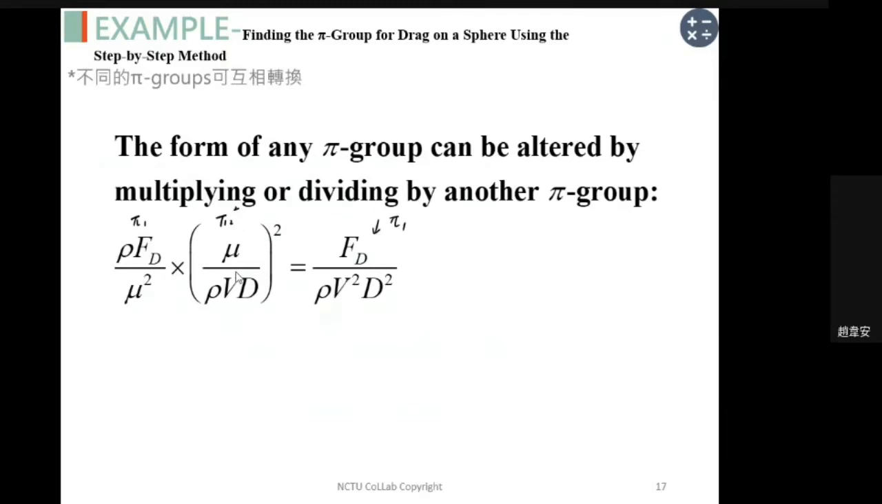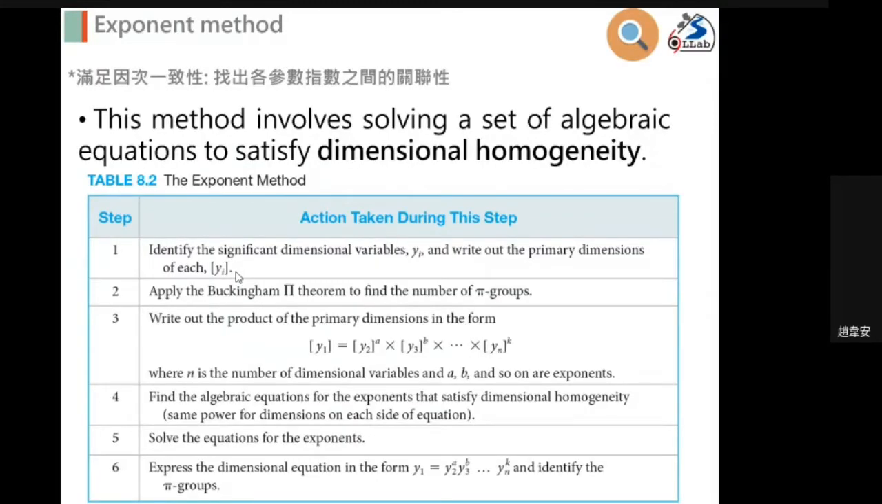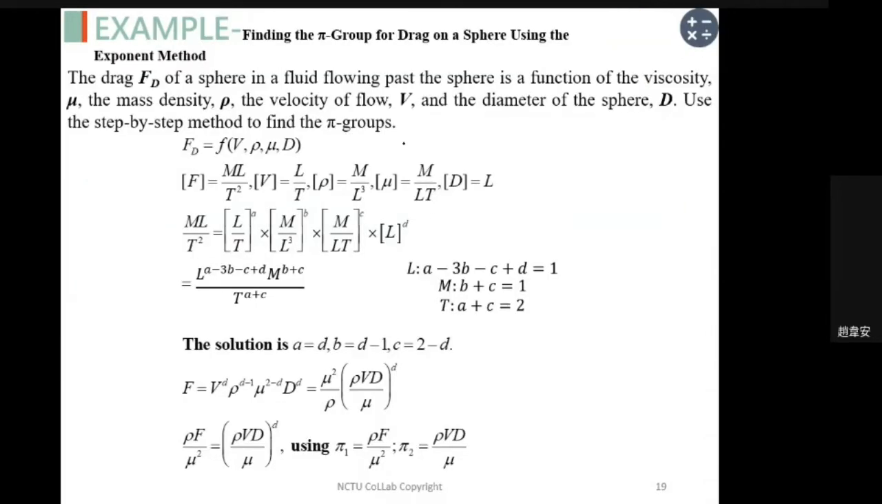Okay, next we would like to introduce another method to do the dimensional analysis, which is the exponent method. This method involves solving a set of algebraic equations to satisfy dimensional homogeneity. This table summarizes the exponent method step by step, but we will just use one exercise to see what happens with the exponent method.